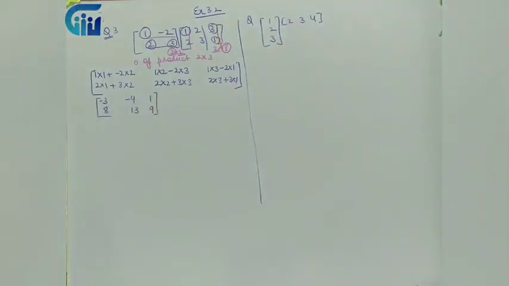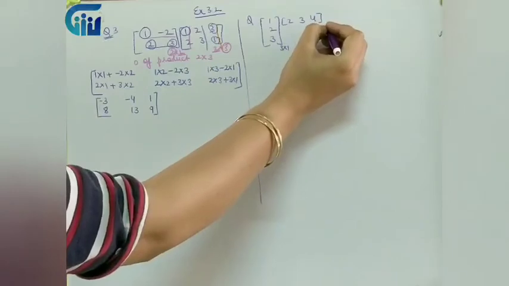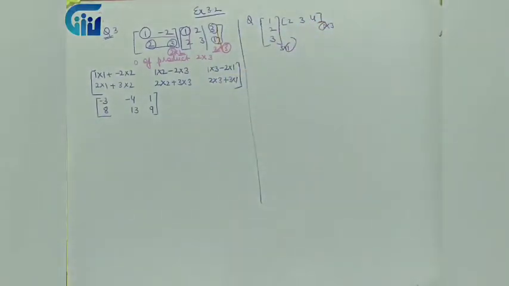Right? Now next question, same question, next part. What type of matrix is this? This is 3 cross 1. And what is this? This is 1 cross 3. So this is multiplicable. And what will be the order of the product matrix? It is 3 cross 3.